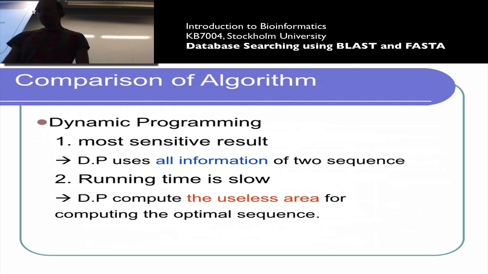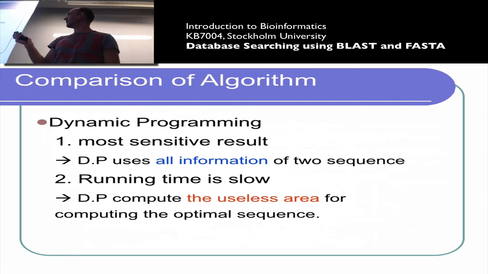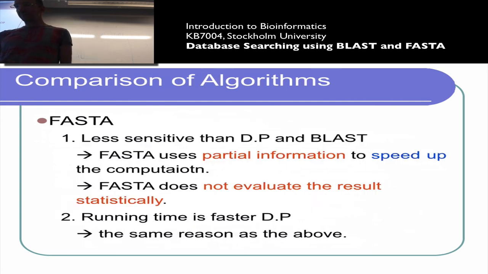So, just a comparison here: dynamic programming is of course the gold standard. You get sensitive results, but you spend a lot of computing time calculating scores between proteins that are not related to each other. So it takes a long time, but it uses all information about the sequences. It computes the useless area for computing optimal alignments, and it'll spend a lot of time computing things that are not relevant.